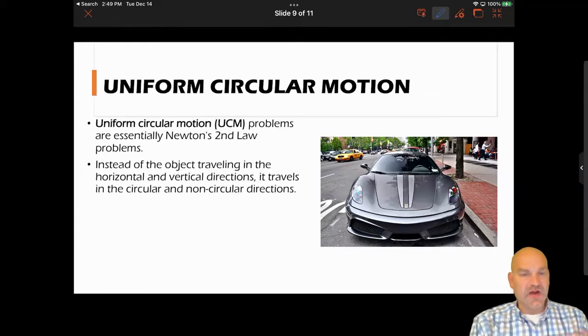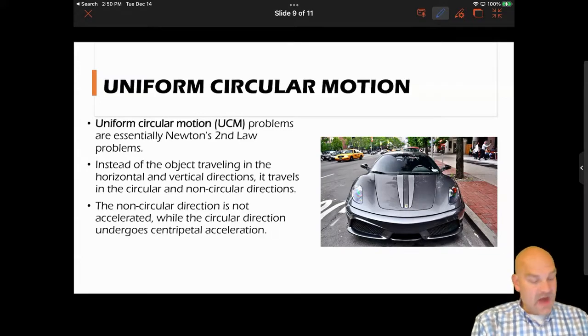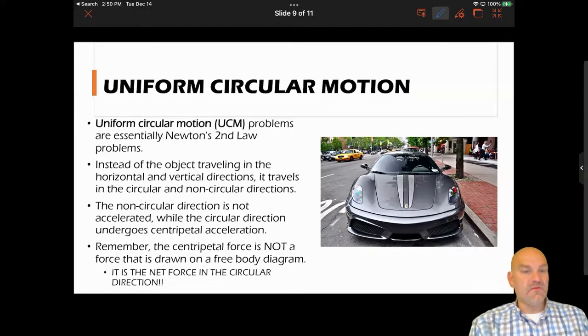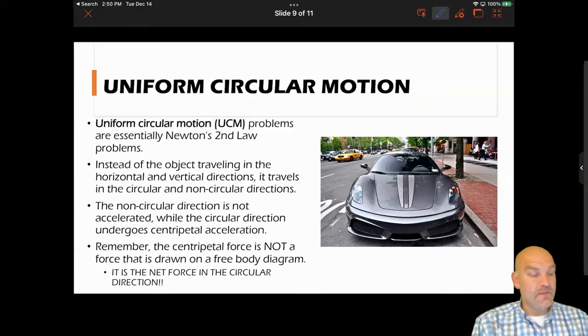So instead of objects traveling now in the horizontal and vertical directions, what I like to call it is the circular and non-circular direction. The circular direction typically will match up with the horizontal, and the non-circular will typically match up with the vertical, okay? Now, the non-circular direction is not accelerated. That's one thing to note. And the circular direction is what undergoes that centripetal acceleration. And then remember, we talked about this in the last video, the centripetal force is not a force that is drawn in a free body diagram. It is the net force in the circular direction, okay?